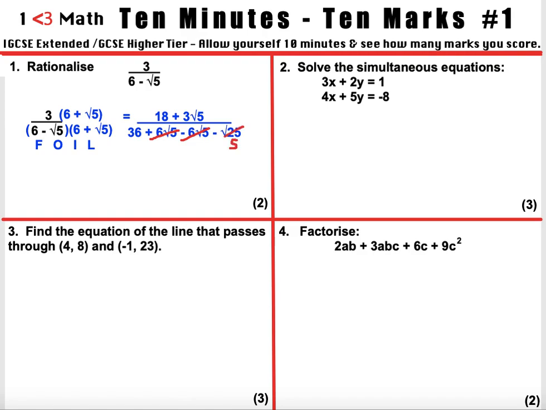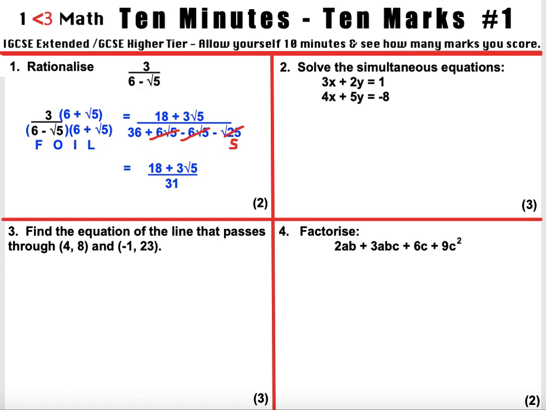So now we can say our numerator stays the same. The denominator is going to become 36 take away 5, so our solution here is 18 plus 3 root 5 over 31. We look and see if we can simplify this. We can't, so that is our answer, and that is our 2 marks. So we'll move on to question 2.